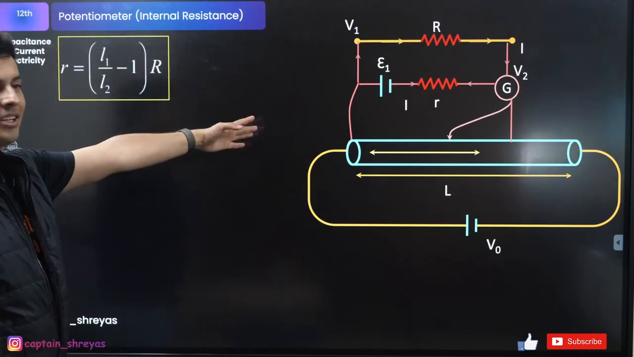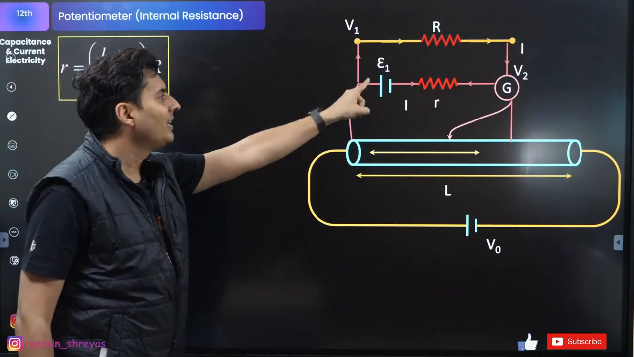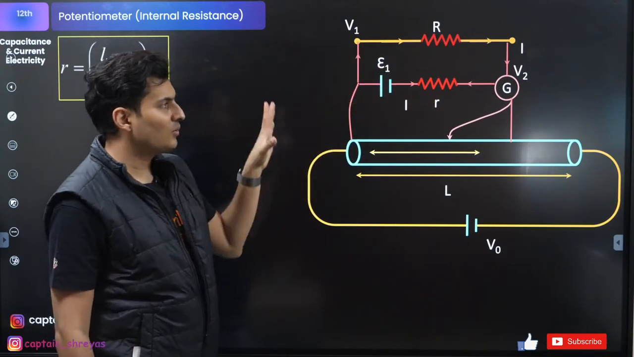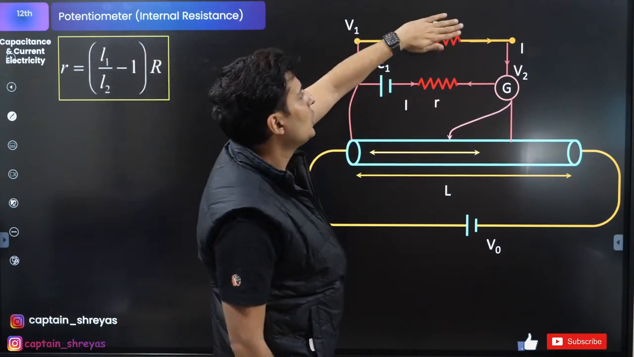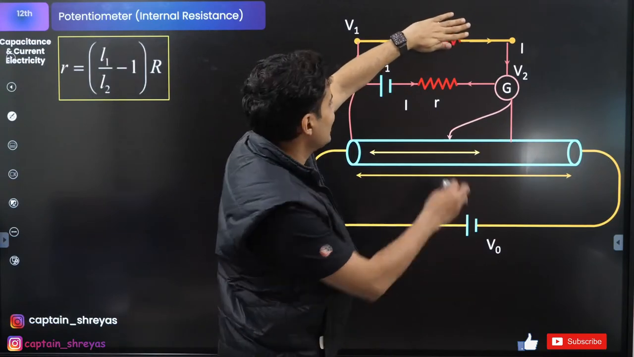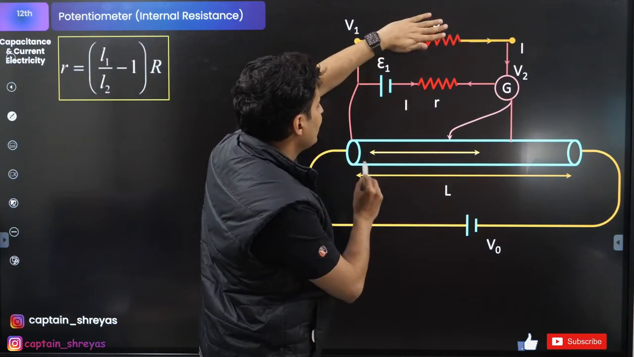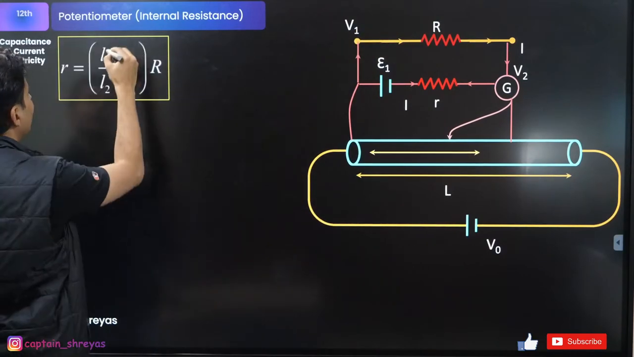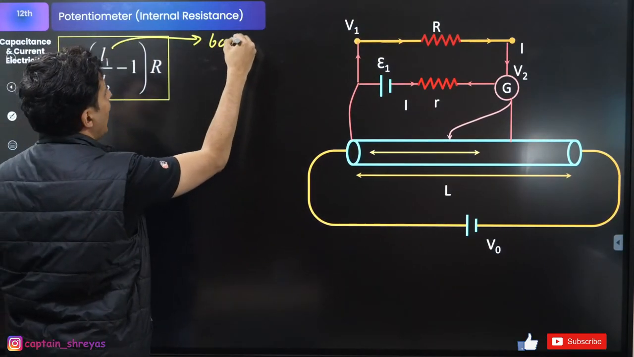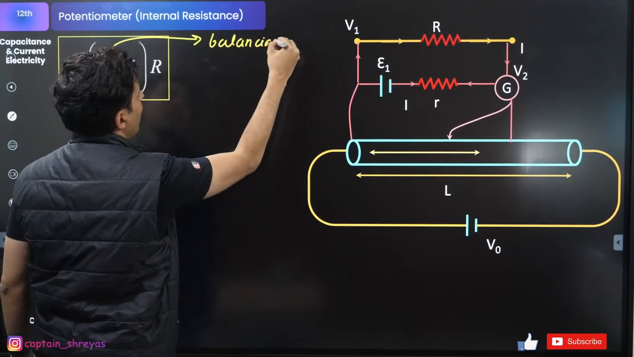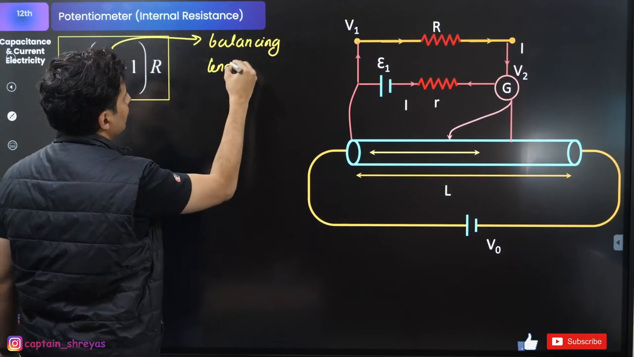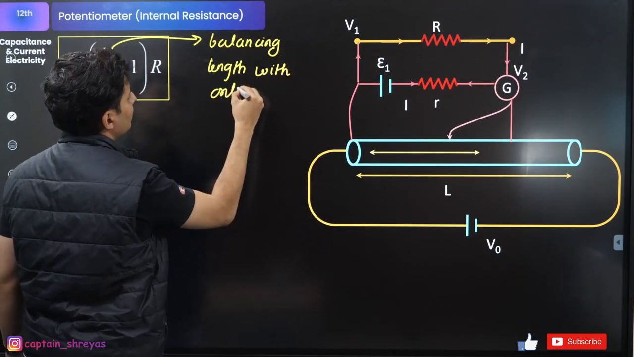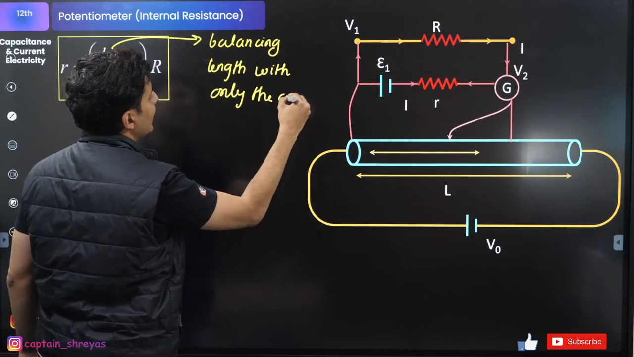Next, last application is to find internal resistance of a battery. So in such cases, what you do is you don't take an external resistance. Just connect the battery and see what is the balancing length. So that is basically L1, the balancing length with only the cell. That's it.